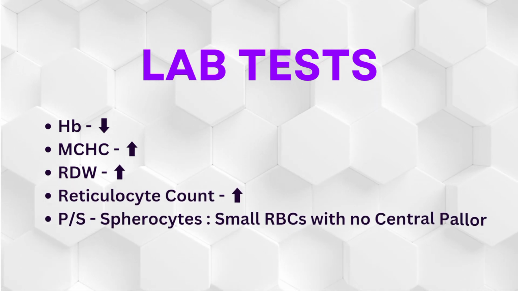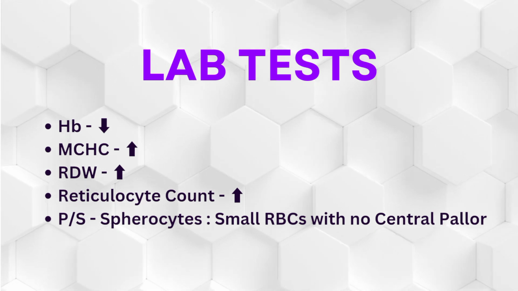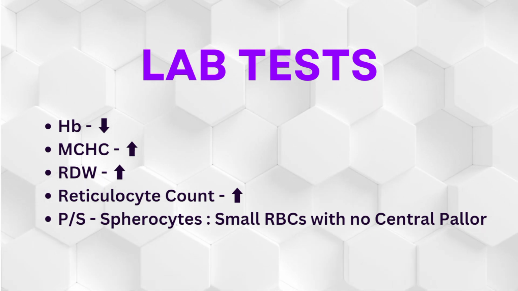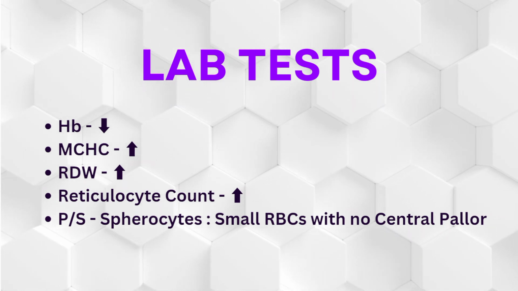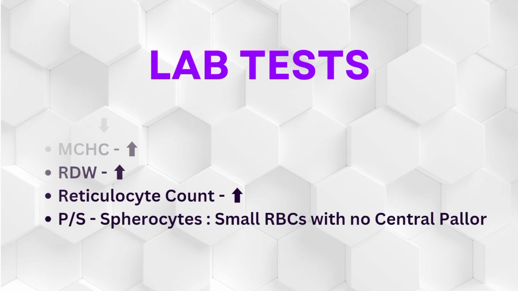On lab tests: hemoglobin decreased, MCHC increased because of loss of potassium and water due to dehydration, red cell distribution width increased, reticulocytes increased. Peripheral smear shows spherical RBC characterized by no central pallor.